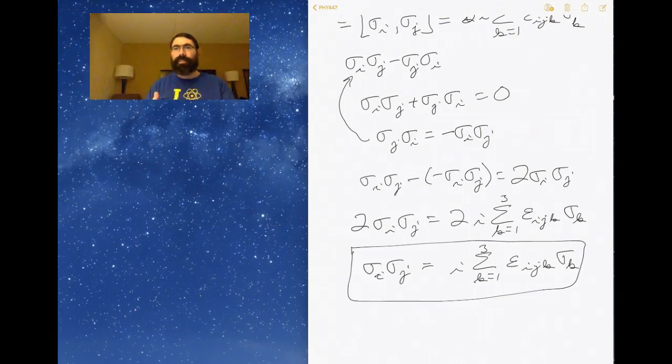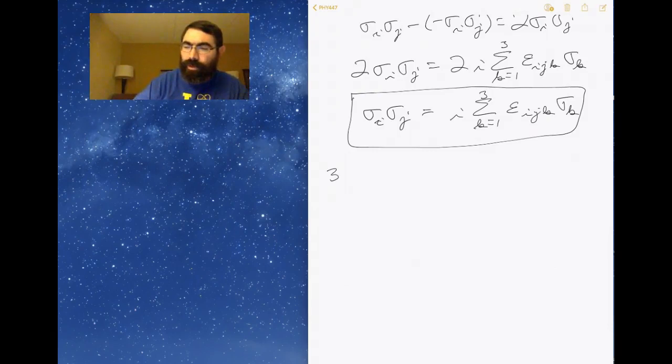So now it's not even just the commutation relation I can take advantage of, but it's just the product of two Pauli spin matrices that I now have a formula for. I can calculate that easily without having to do a lot of matrix algebra.